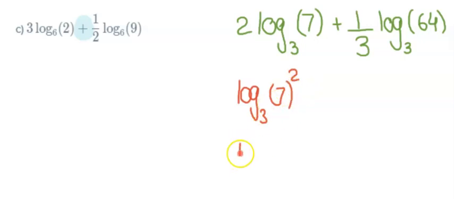And you know what 7 squared is, so I can write this one down: log base 3 of 49, because 7 squared is 49.